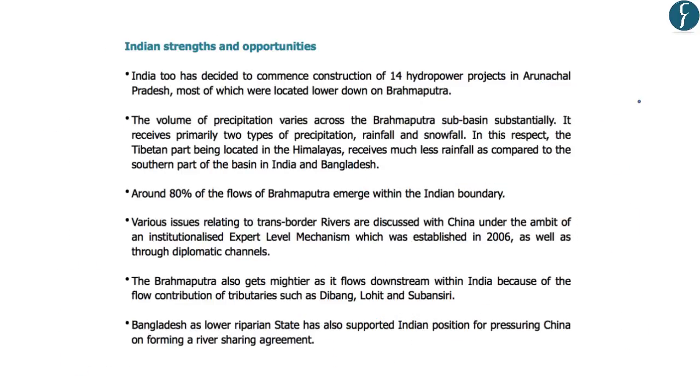Now, as a response to the Chinese construction of dams, India has also decided to commence the construction of 14 hydropower projects in Arunachal Pradesh, and most of these dams will be located on the lower part of the Brahmaputra river. Now, an interesting fact about the precipitation over the Brahmaputra basin is that it receives rainfall in two types, and these are simple rainfall during monsoons and snowfall. Now, as the Tibetan part is located in the Himalayas, it receives less rainfall as compared to the southern part of the basin, which is located in India and Bangladesh. And if you look at the flow of water, around 80% of the flows of Brahmaputra emerge within the Indian boundary.